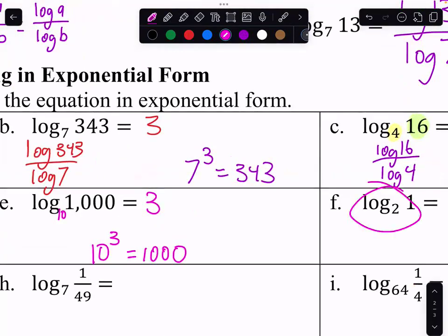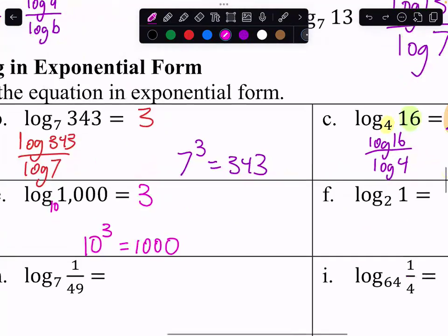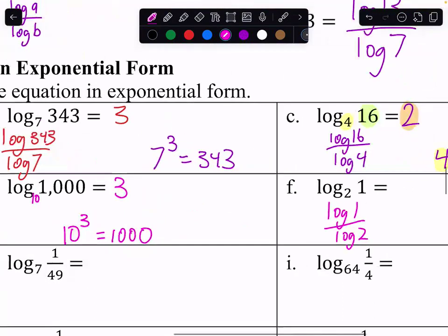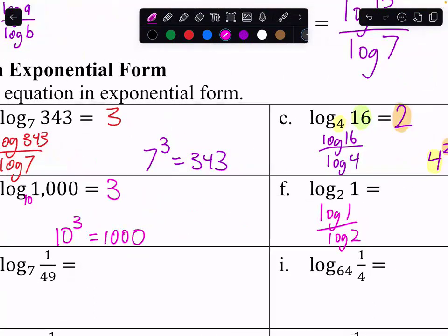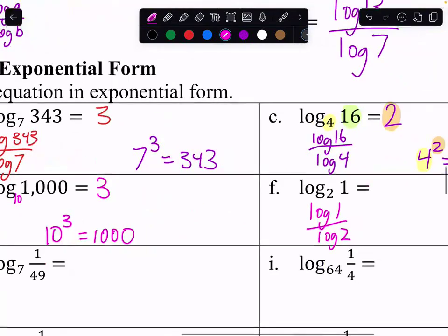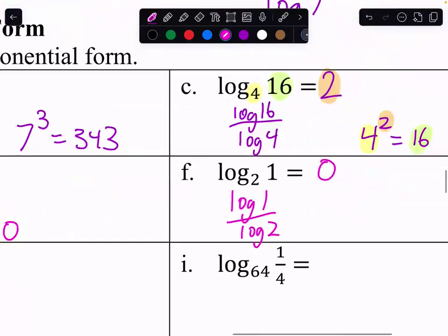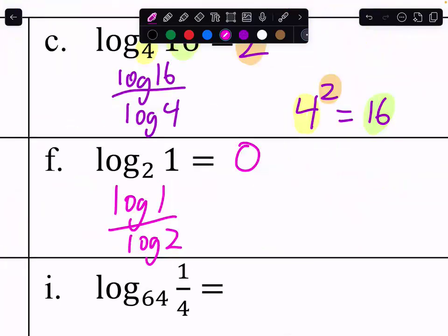Okay, and then this one you do need to use the change of base formula on. Log base 2 of 1. You could rewrite that as log of 1 over log of 2. So if you type this into your calculator, it equals 0. And now to rewrite that as an exponential equation, the base is 2. It's trying to turn into the argument of 1, and the exponent which does it is 0.